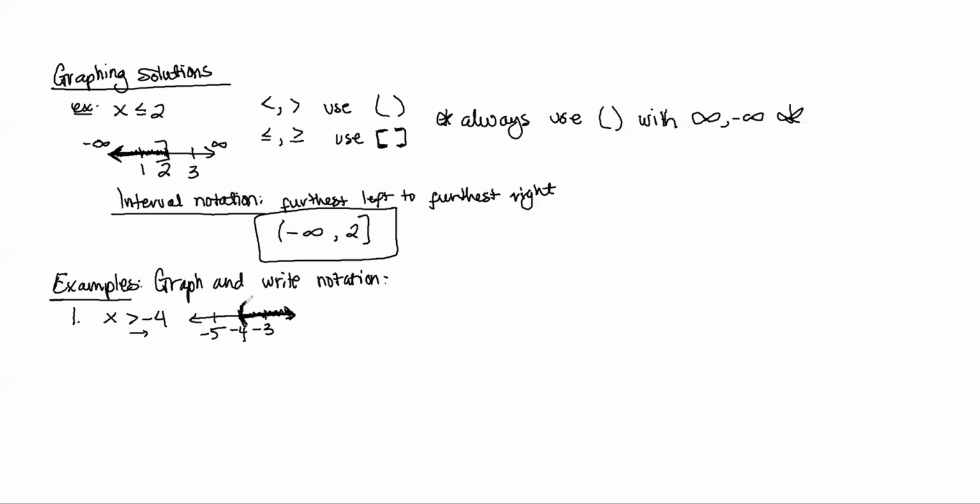Now, notice how I put the parenthesis at -4 going to the right. And in our interval notation, the furthest left we go is -4 with a parenthesis there, comma, the furthest right we go is all the way over to the arrow. So that's positive infinity. Always use a parenthesis.